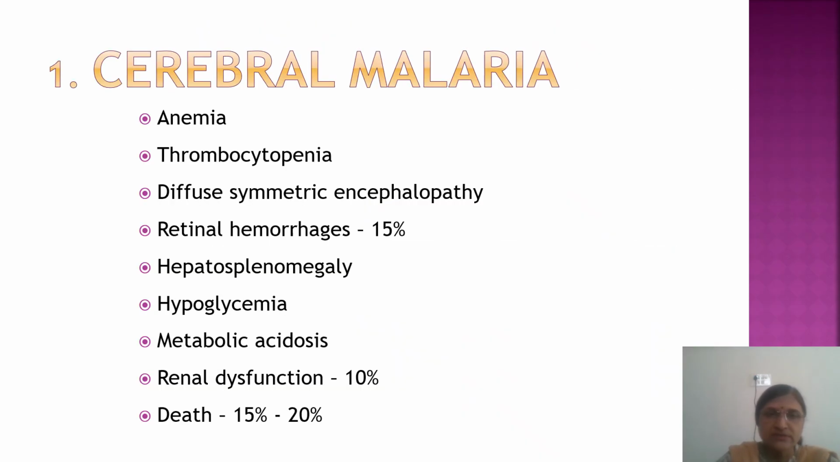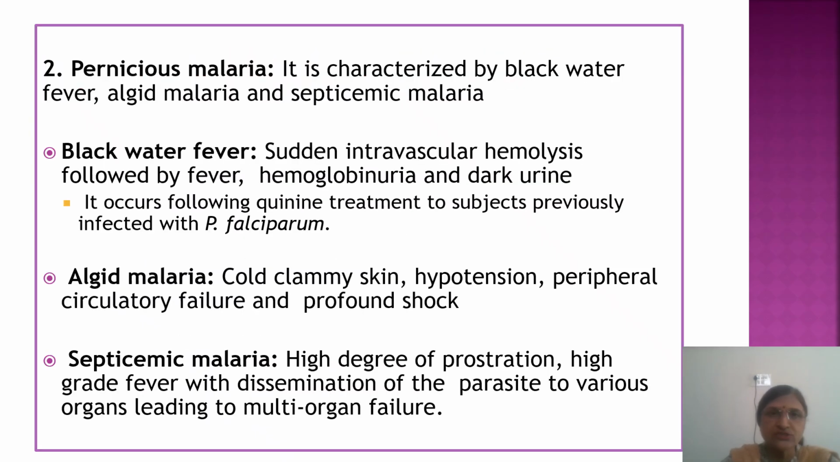So cerebral malaria causes anemia, thrombocytopenia, then encephalopathy, retinal hemorrhages, hepatosplenomegaly, hypoglycemia, then metabolic acidosis, renal dysfunction, and sometimes 15 to 20% death. Then second, pernicious malaria. It is characterized by black water fever, algid malaria, and septicemic malaria. So black water fever means because of the sudden intravascular hemolysis after the fever, there is hemoglobinuria, and the urine is dark in color. That is why it is called black water fever.